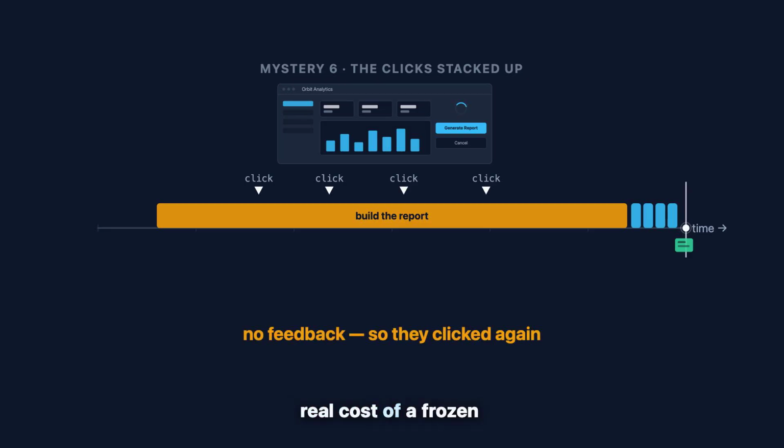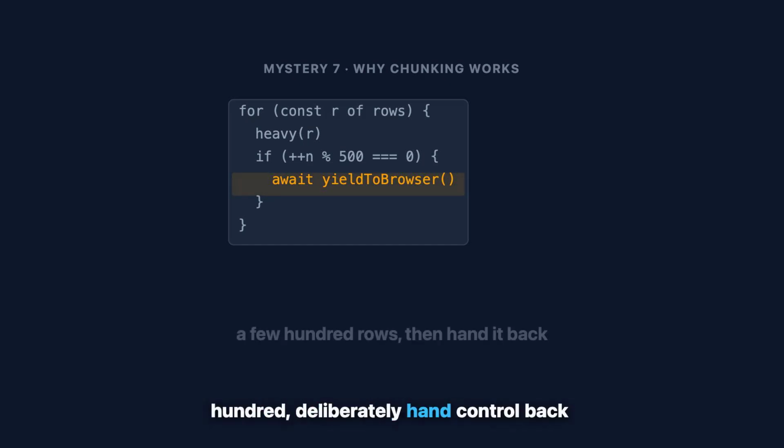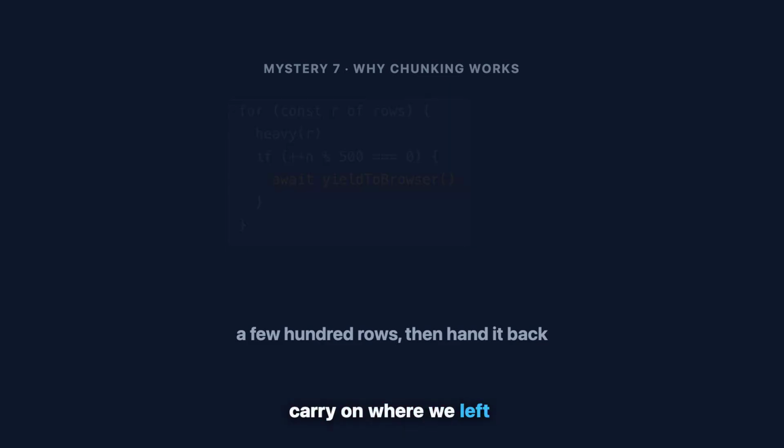That's the real cost of a frozen page. Your user gets nothing back, assumes the click missed, and clicks again. And now you have 4 reports queued instead of 1. So how do we actually fix this? We know what we need now. Not pausing. Gaps. So instead of doing 40,000 rows in one go, we do a few hundred, deliberately hand control back to the browser, and then carry on where we left off.